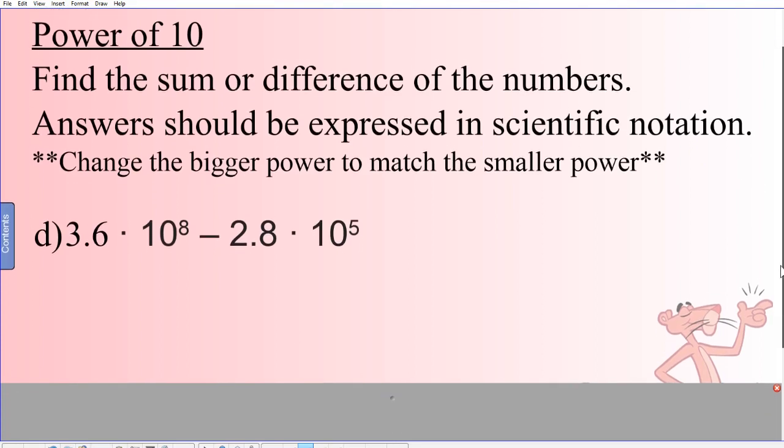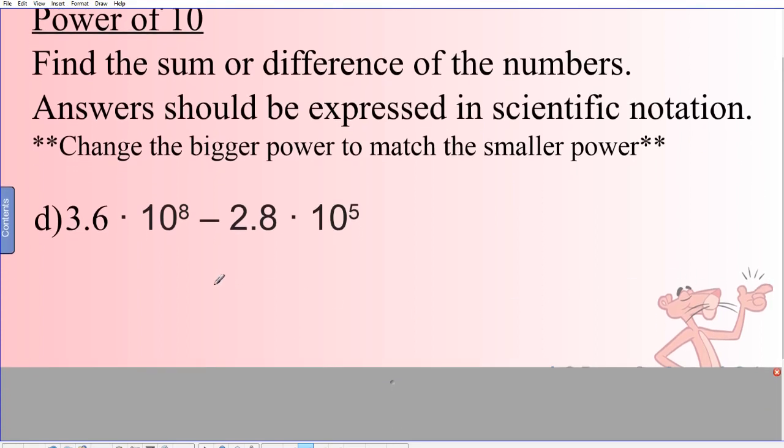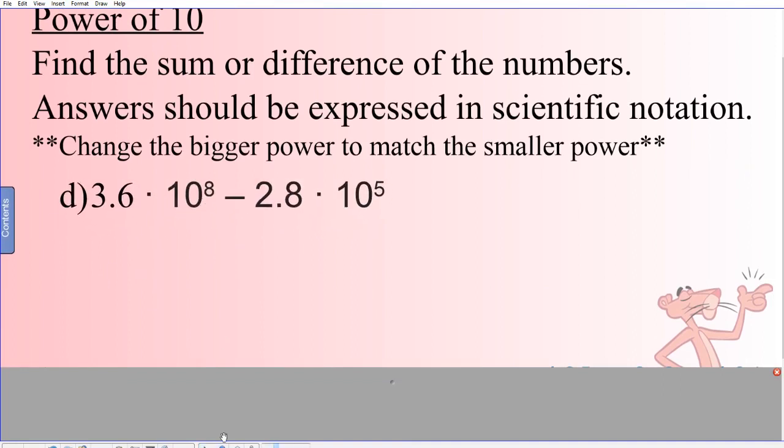Letter D. So we would need to subtract here. I'm trying to decide if it's worth even doing the scientific notation method. I mean, I suppose we could try.